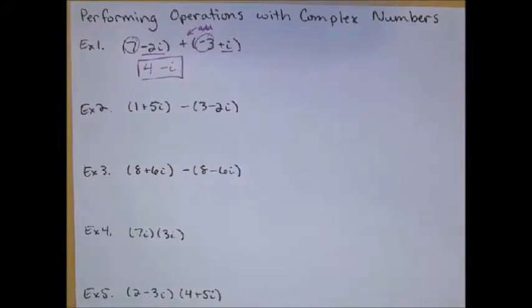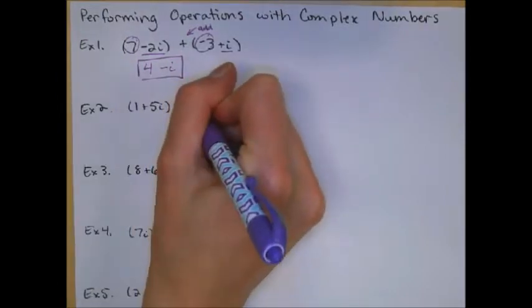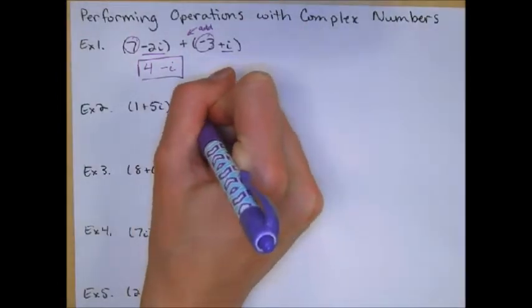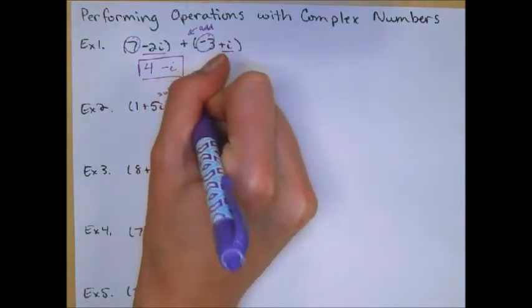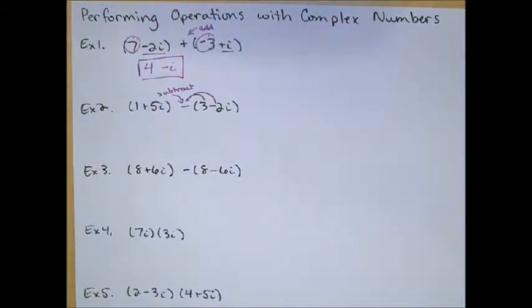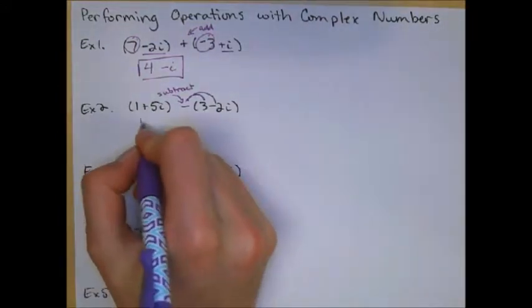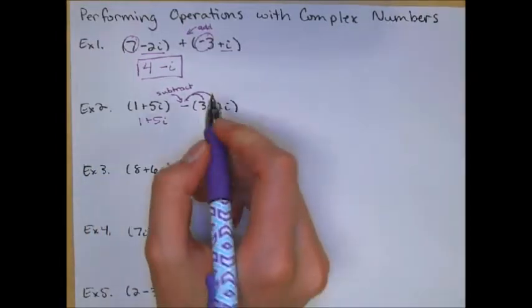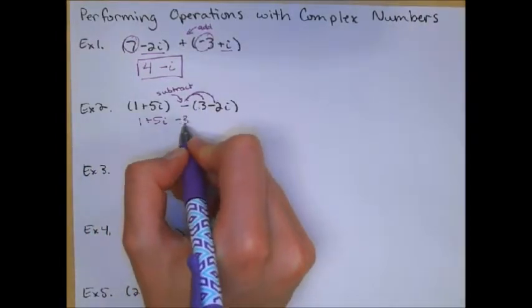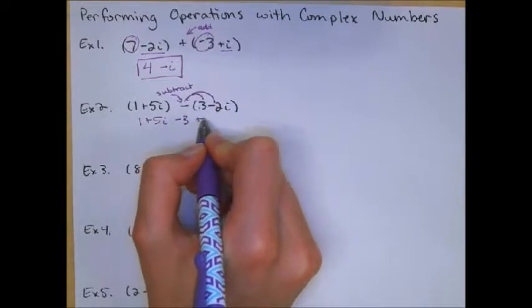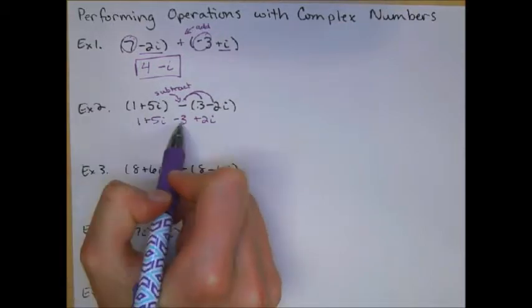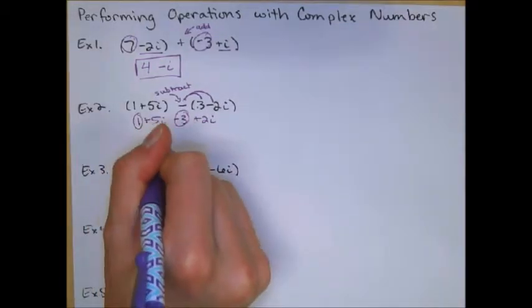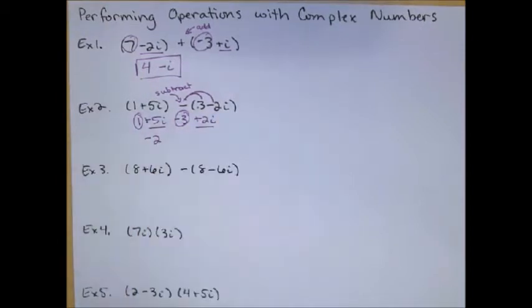Looking at example 2, we are subtracting. And when we are subtracting, we need to remember to distribute our negative. So we're subtracting. We have to make sure to distribute the negative. So let's rewrite this. I have 1 plus 5i. Distribute the negative, I get a minus 3. Distribute the negative, I get a plus 2i. So let's combine our like terms. 1 and negative 3 gives me negative 2. 5i and 2i gives me 7i.